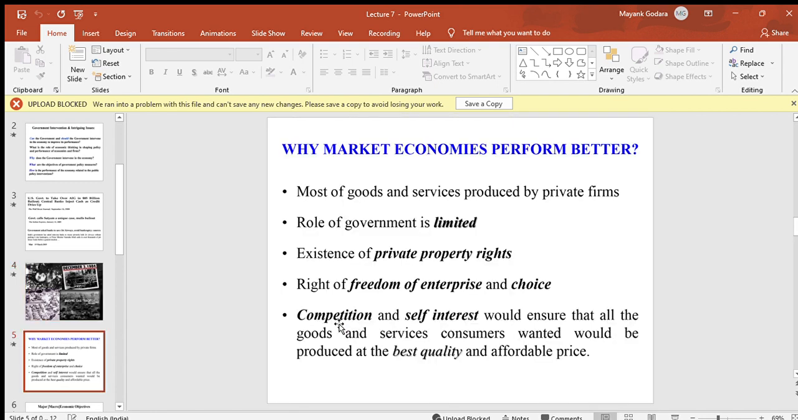You can see why some economies perform better. Most of the goods and services are produced by private firms, and the role of government is limited. There should be private property rights, the right of freedom of enterprise and choice, which was not there in China. Private property rights should be there so that individuals can feel safe and can report if anyone does harm to their property, and competition and a self-regulating market should be there.